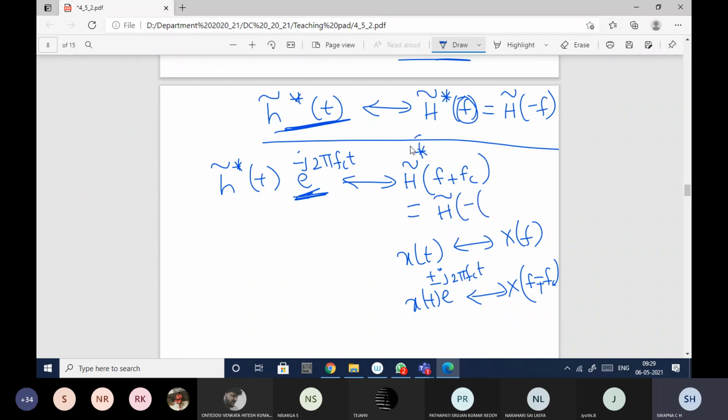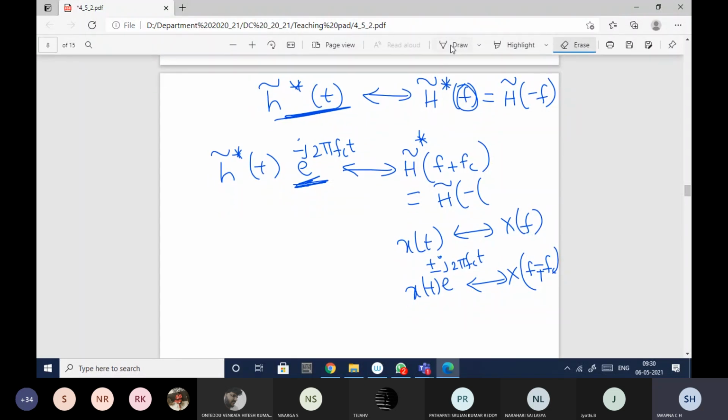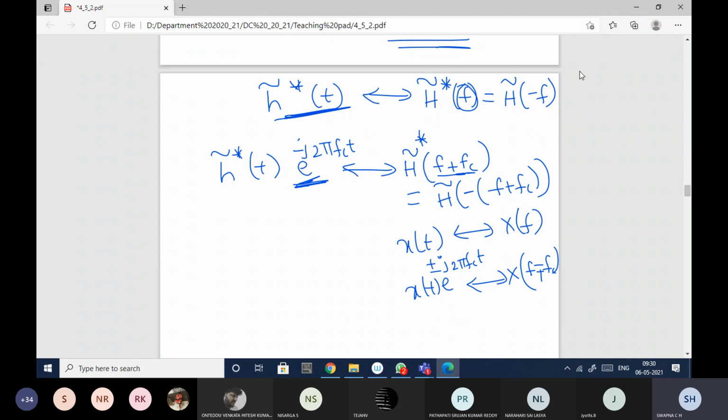Here I don't want this conjugate. To remove that conjugate, the same thing I can write as H tilt of minus f, where in place of f you have f plus fc. This is the overall function here. Let me erase this property.